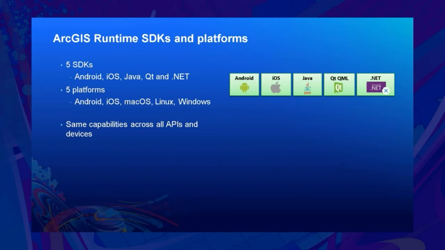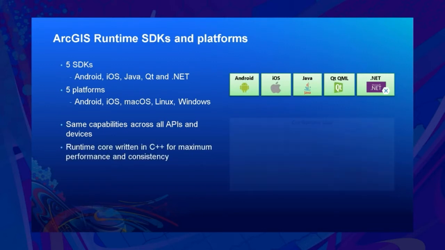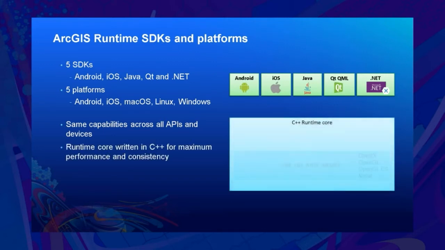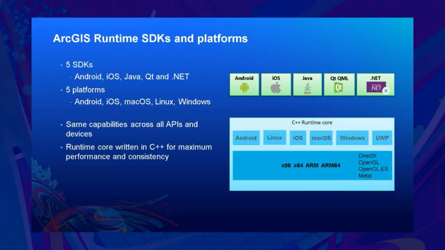So how are we able to deliver consistency and high performance across all runtime SDKs? Almost all the business logic in ArcGIS Runtime is implemented inside of C++ in what we refer to as Runtime Core. That code is compiled on a number of architectures, x86, x64, ARM, and ARM64, and we make heavy use of graphics cards for rendering, leveraging DirectX, OpenGL, OpenGL-ES, and Metal. So we compile this C++ runtime core, and we target these operating systems listed here.